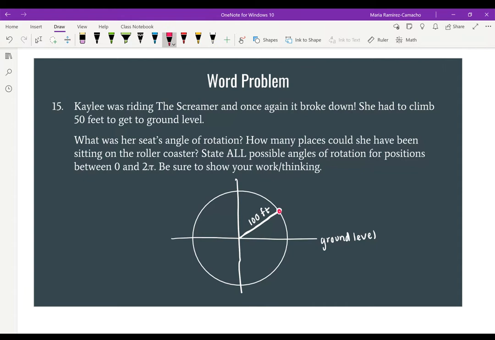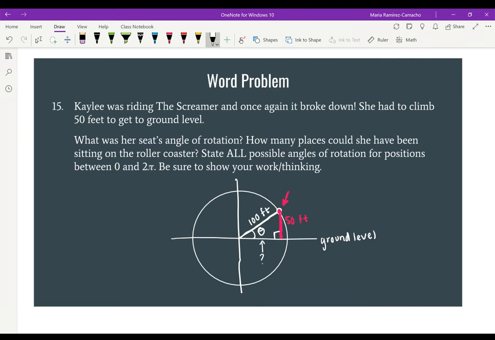So here's a possible position where she could have gotten stuck. Okay, right here where I've drawn this arrow, that height would be 50 feet. And what we're looking for is this angle of rotation. So what is theta?